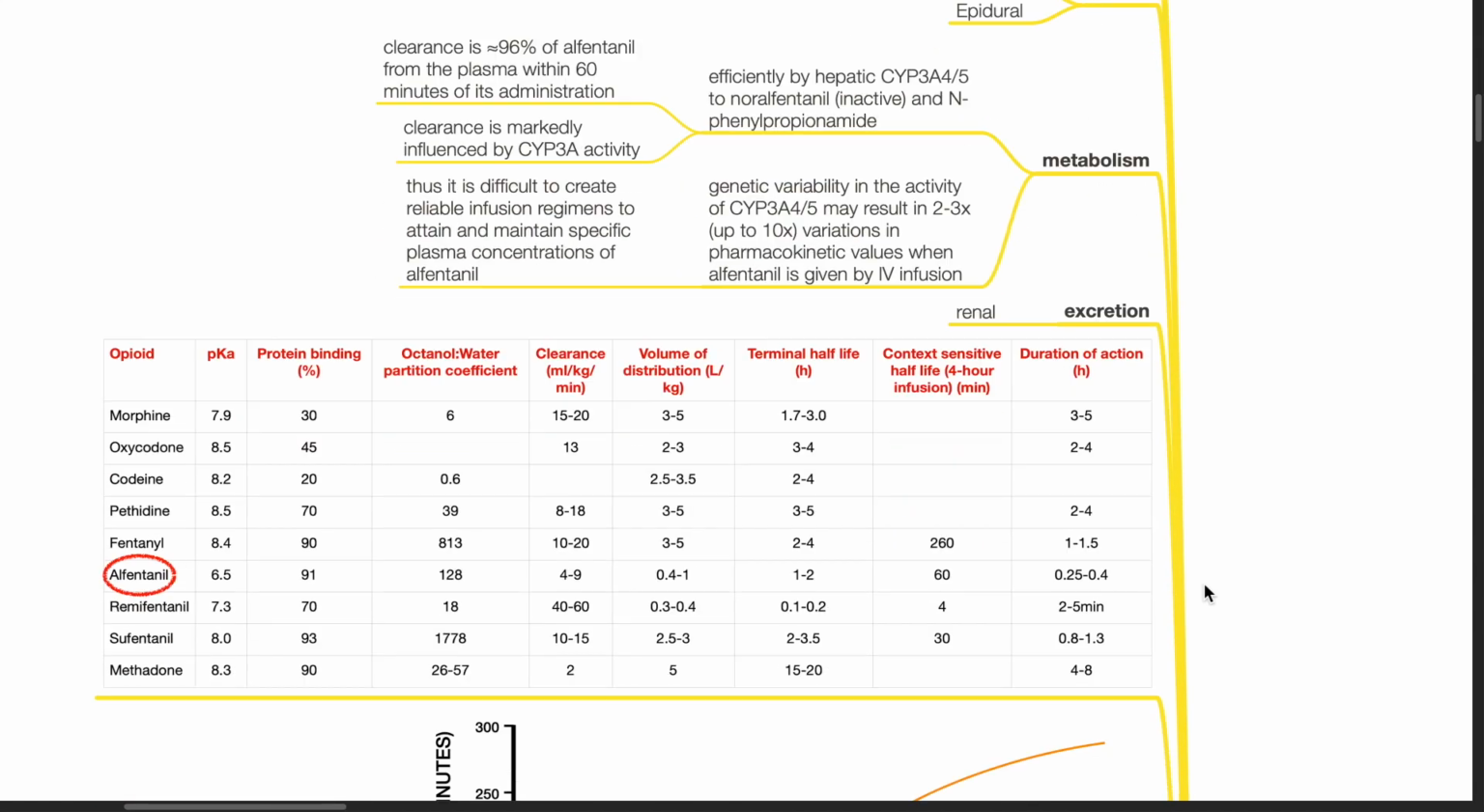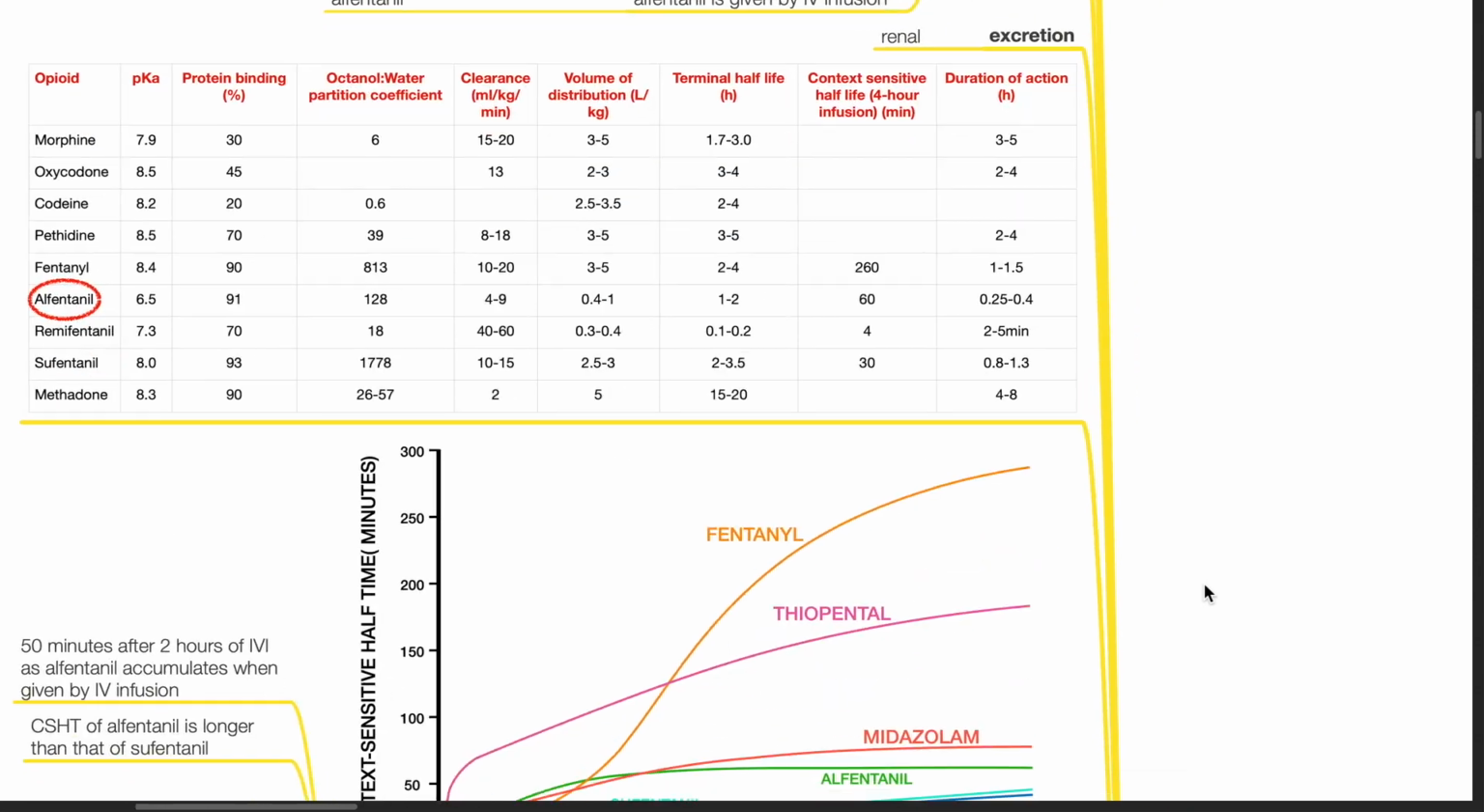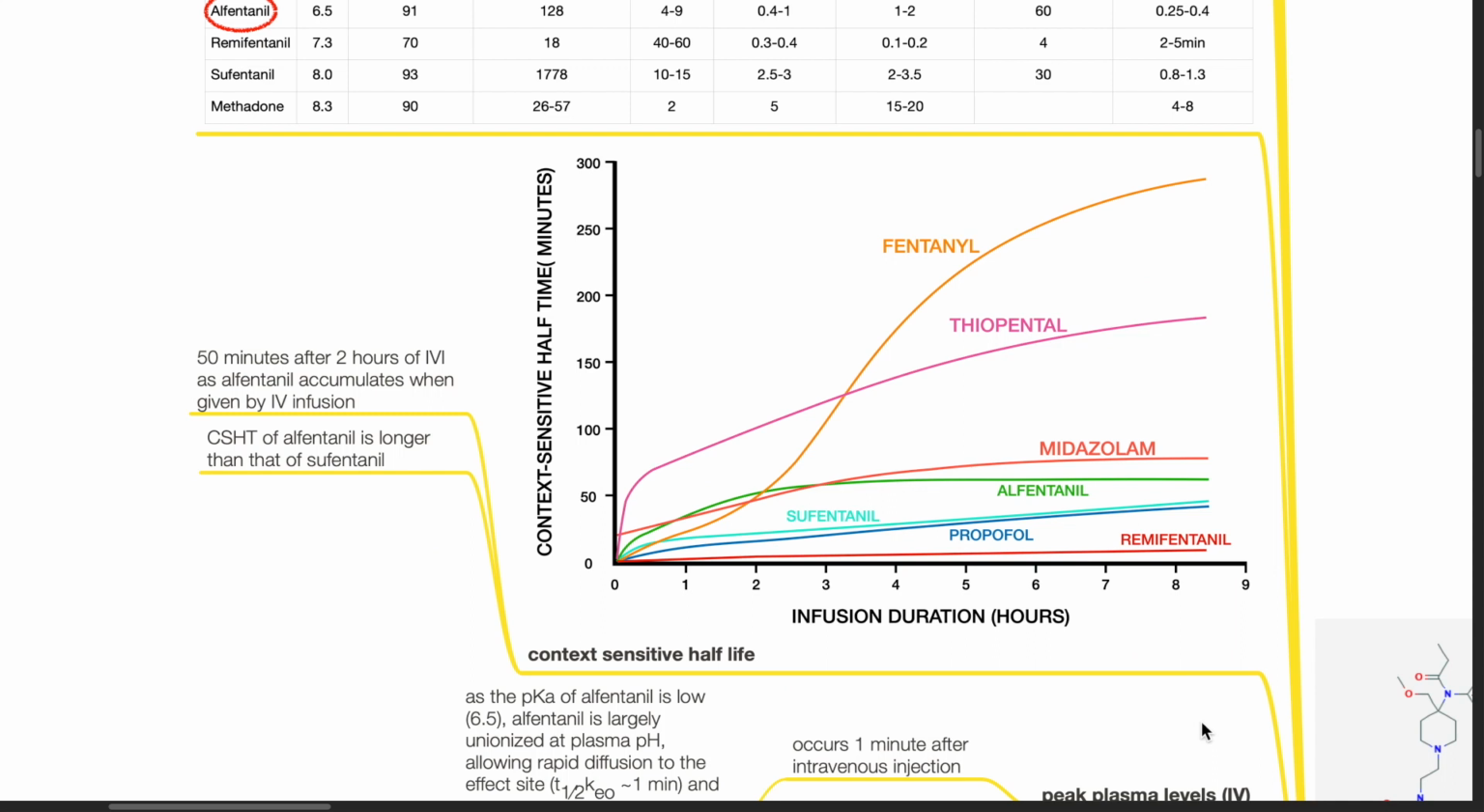Excretion is renal. pKa of alfentanil is 6.5, protein binding 91%, octanol-water partition coefficient 128, clearance 4 to 9 mL per kg per minute, volume of distribution 0.4 to 1 liter per kg, terminal half-life 1 to 2 hours, context-sensitive half-life for a 4-hour infusion 60 minutes, duration of action 0.25 to 0.4 hours for IV route. Context-sensitive half-life is 50 minutes after 2 hours of IV infusion of alfentanil as it accumulates when given by IV infusion. Context-sensitive half-life of alfentanil is longer than that of sufentanil.